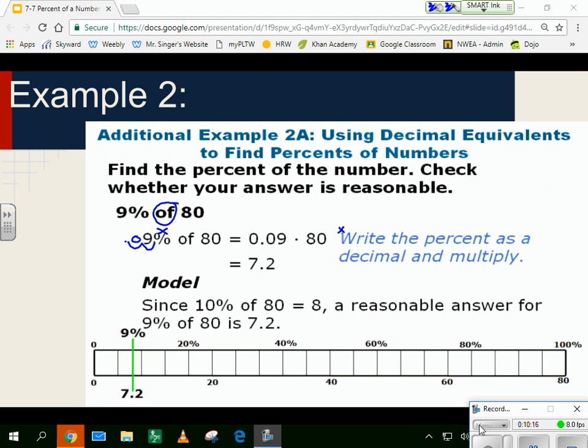So 9 times 8 is 72, but then when you move the decimal over the amount of times you have, you get 7.2. So this is another way that works a little quicker. Now, let's think about how is 7.2 the correct answer?